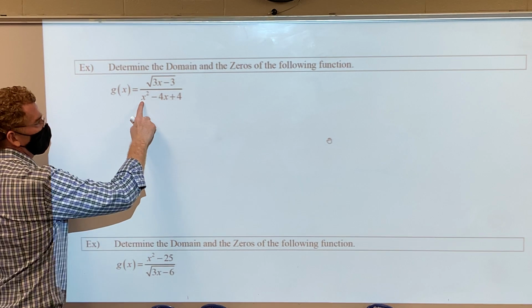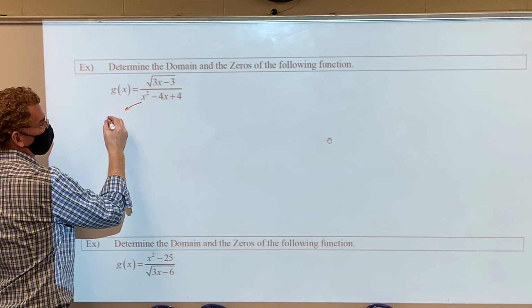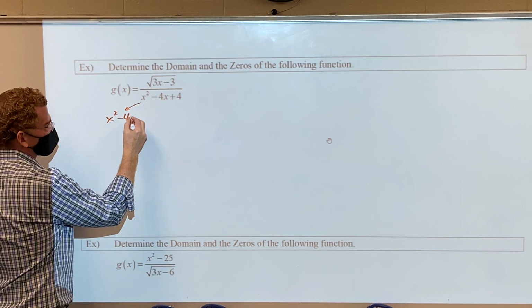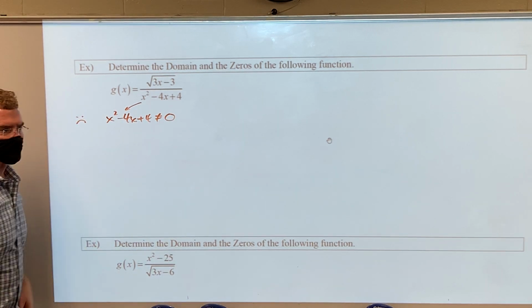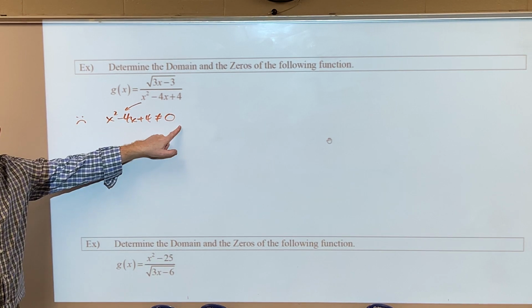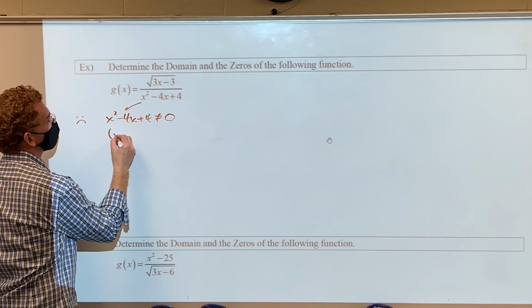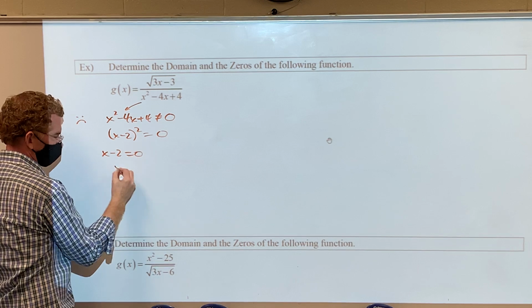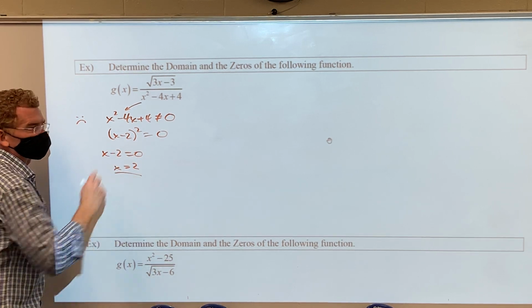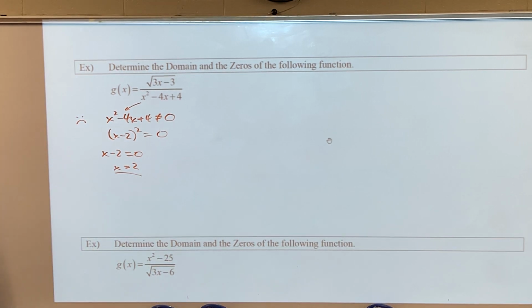Be careful. What's not going to work, you're right, where that equals 0, bad, right? So not equal to 0. Factor it. Set each factor equal to 0, and I get x equals 2. So that's the first thing. But wait a minute. Isn't it possible to get an imaginary number with this?